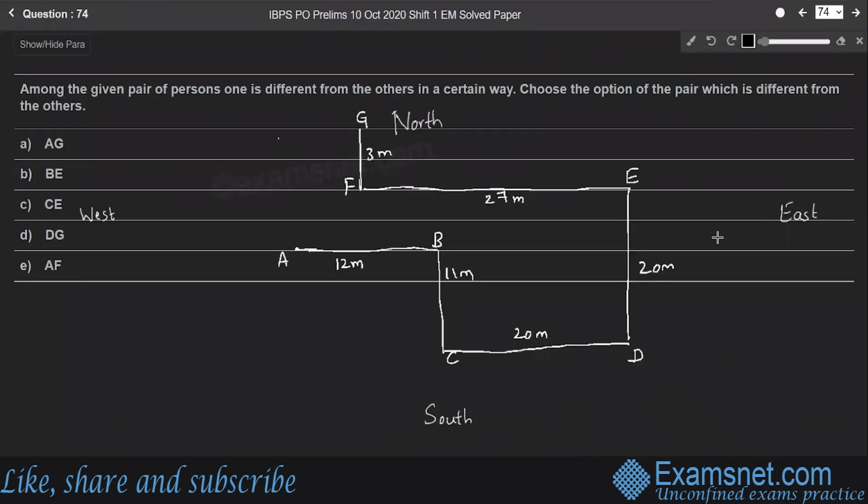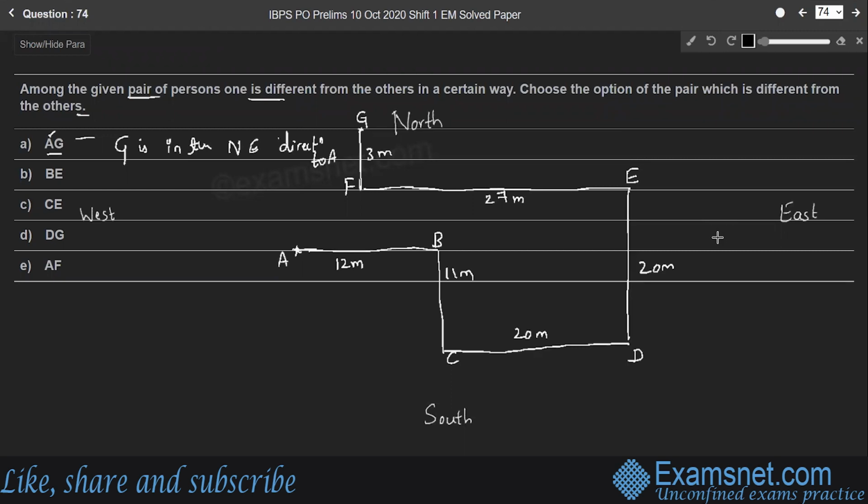Question 74. Among the given pair of persons, one is different from the others in a certain way. Choose the option of the pair which is different from the others. Here the first pair is AG. Person A is here, G is here. Here person G is in the northeast direction of person A, the first person.